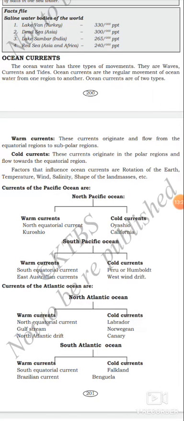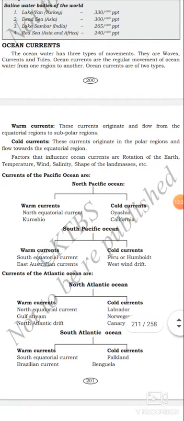The ocean water has three types of movements. How many types of movements does the ocean water have? Three types of movement. They are waves, currents, and tides. What are the three types of ocean water movements? Waves, currents, and tides.